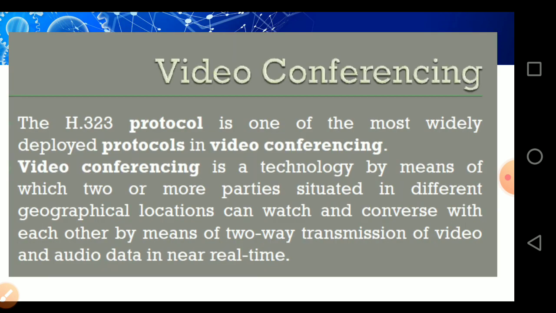And for video conferencing, the protocol used is H.323. It's the main protocol used for video conferencing. And you know what video conferencing is? It is communication between two or more parties who are located at different geographical locations. It's real-time communication. You can watch live, and you can talk to them just like we are sitting together.